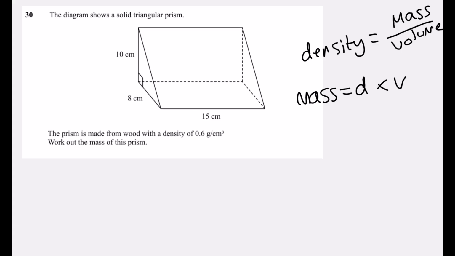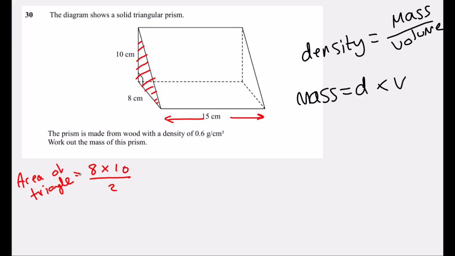So the volume of a prism is the area of the cross section times how far back it goes. And the cross section is a triangle. Area of a triangle is base times height over 2. So 8 times 10 over 2. 8 times 10 is 80. Half of that is 40. So it's 40 centimeters squared.